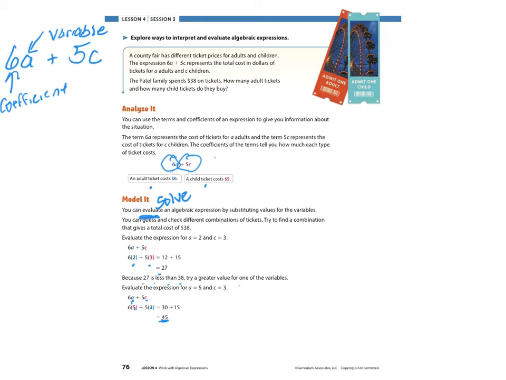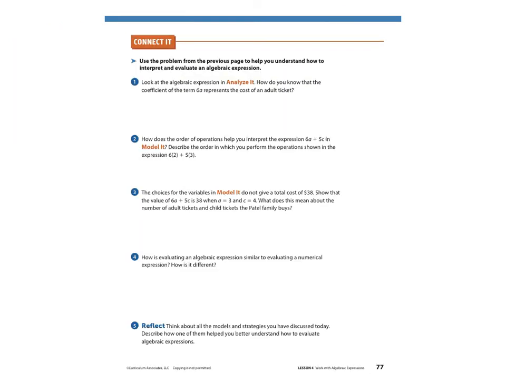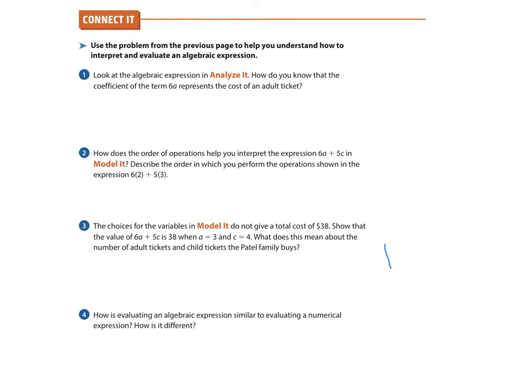When I look at this answer here, 27 and 45. So connect it. This is where we take those previous 2 pages and put them all together now. Looking at the connect it, use the problem from the previous page to help you understand how to interpret and evaluate an algebraic expression. So some really good words in there that we need to make sure we know. Interpret and evaluate. Interpret is being able to understand. Evaluate is solving.